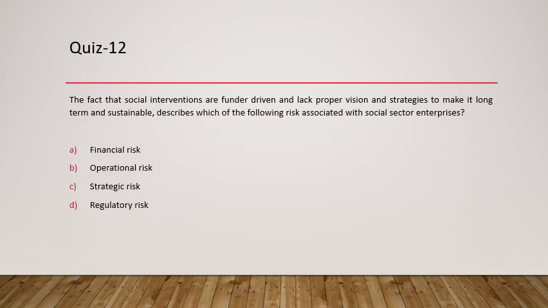We move on to question 12, which is about the fact that social interventions are funder driven, okay, and lack proper vision and strategies to make it a long-term and sustainable effort. Which of the following risks associated with the social sector enterprise does this describe? So social sector enterprises have their own set of risks. Here, the risk that we are referring to is basically the strategic risk. So if you lack the proper vision and strategies to make it long-term and sustainable, then it would be strategic risk.